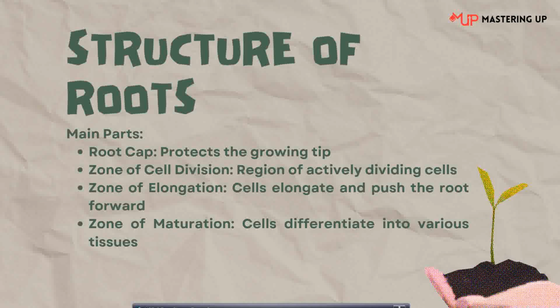Now the structure of root. Okay, so let's go with the structure of root. The root has main parts. The first one is the root cap. From the bottom we can start with the root cap. It protects the growing tip. So the root cap protects the growing tip of the root.